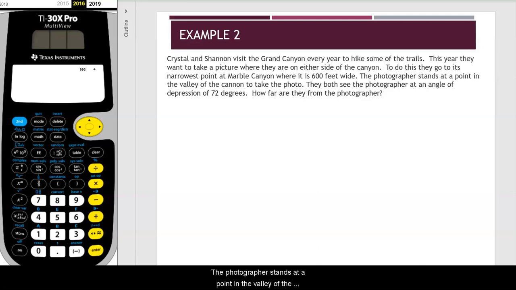The photographer stands at a point in the valley of the canyon to take the photo. They both see the photographer at an angle of depression of 72 degrees. How far from the photographer are they?